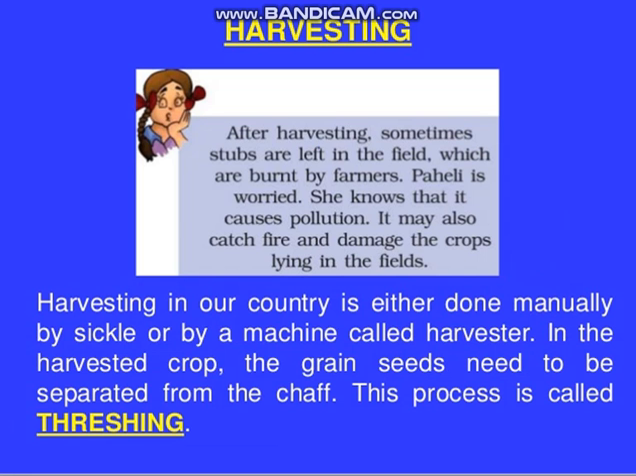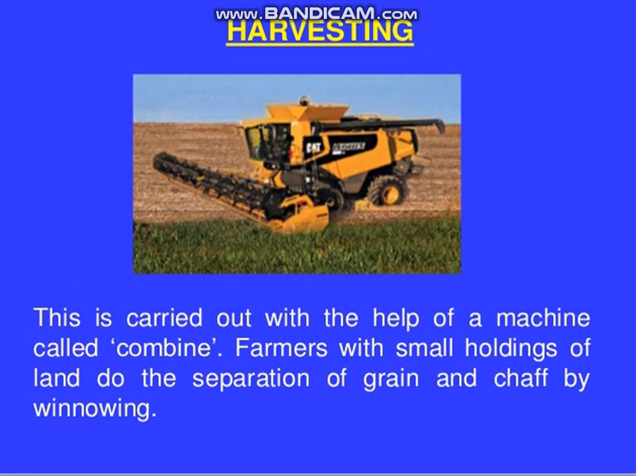Harvesting in our country is done either manually, by sickle, or by a machine called a harvester. Another step is also involved in this process, known as threshing. In the harvested crop, the grain seeds need to be separated from the chaff, and this process is known as threshing. Threshing and harvesting, both the processes, can be done by a machine known as a combine. It is a combined harvester and thresher.